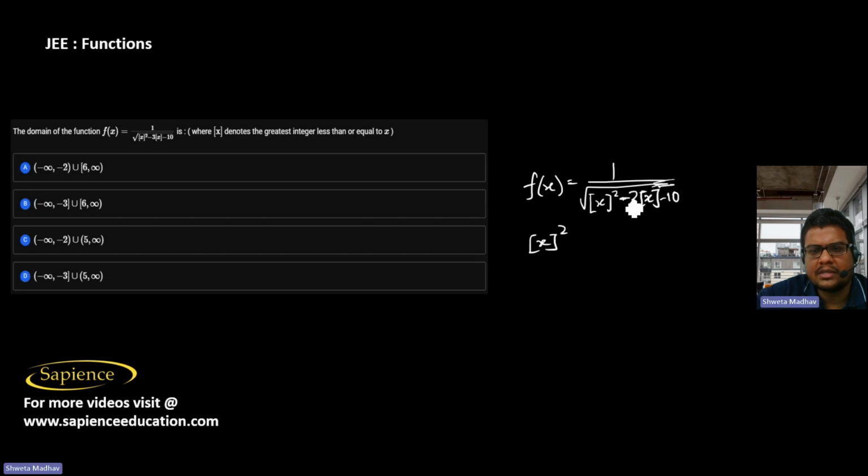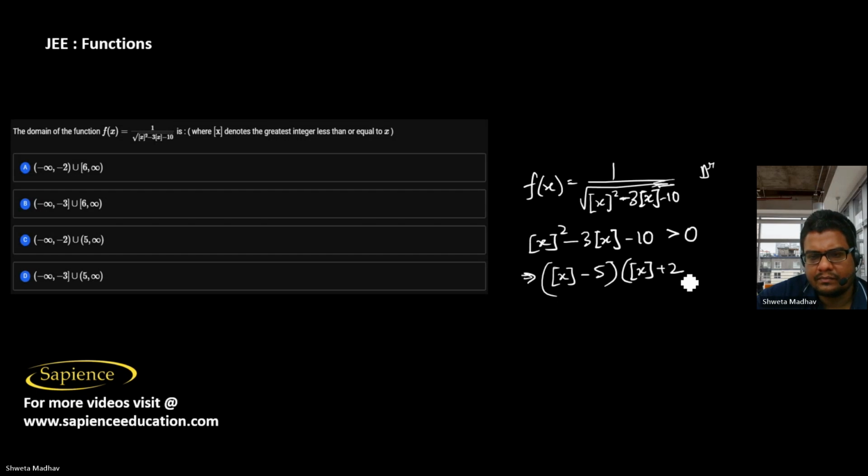this part should be greater than 0, since it is inside the square root, and since it is in the denominator also, its value should be greater than 0 only. So [x]² minus 3[x] minus 10 should be greater than 0. Then if we factorize it, we'll get ([x] minus 5) into ([x] plus 2), that should be greater than 0.